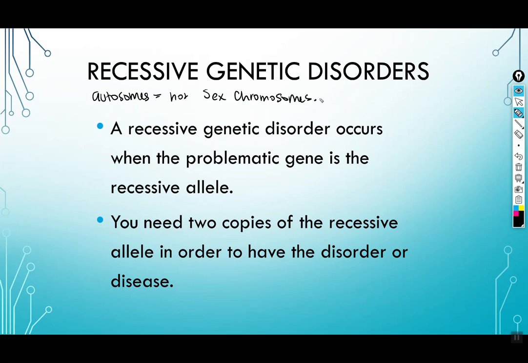So a recessive disorder is what it sounds like. A recessive gene is masked by a dominant gene, but homozygotes for a recessive genetic disorder express the problem, whatever it is. So you need 2 copies of the recessive allele in order to have the disorder or disease. So heterozygotes don't express the disease, but they do carry it.